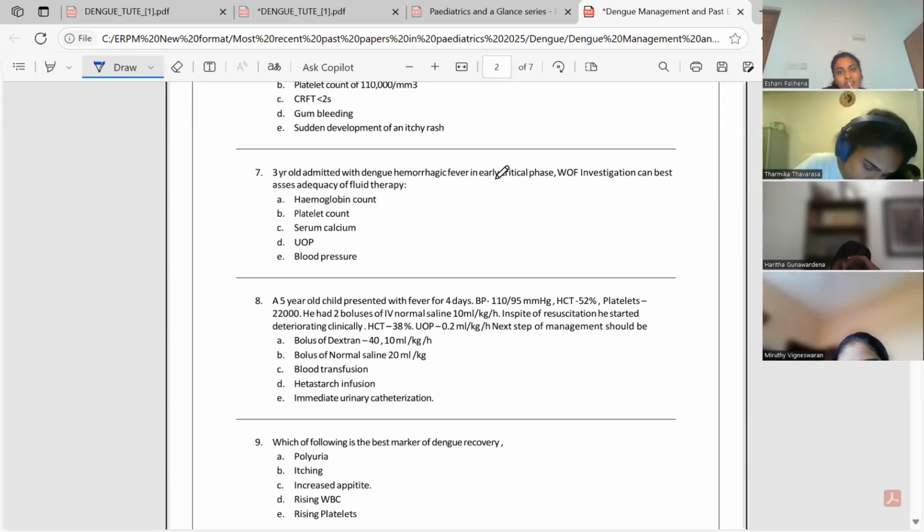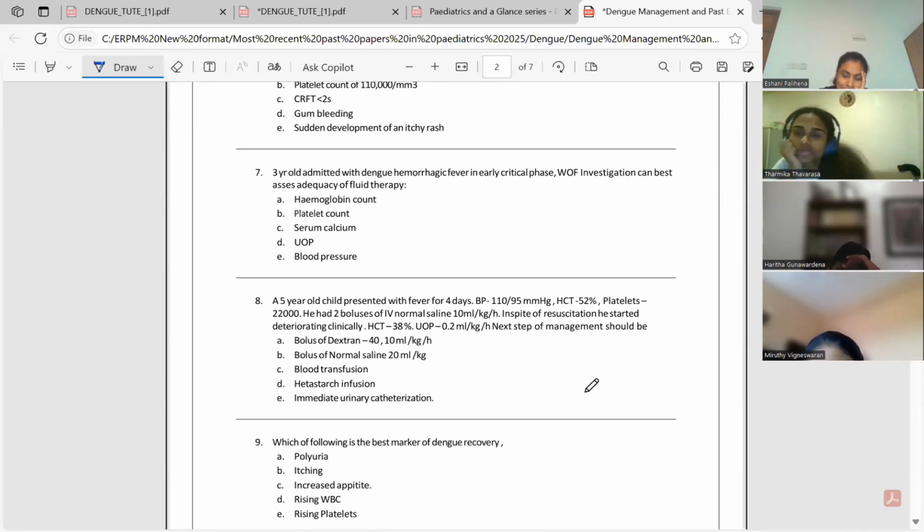A 3-year-old child admitted with dengue hemorrhagic fever, critical phase. Which of the following investigations best assesses the adequacy of fluid? It's the urine output, right? If the urine output is good, we think the amount of fluid we are giving is adequate. Right?